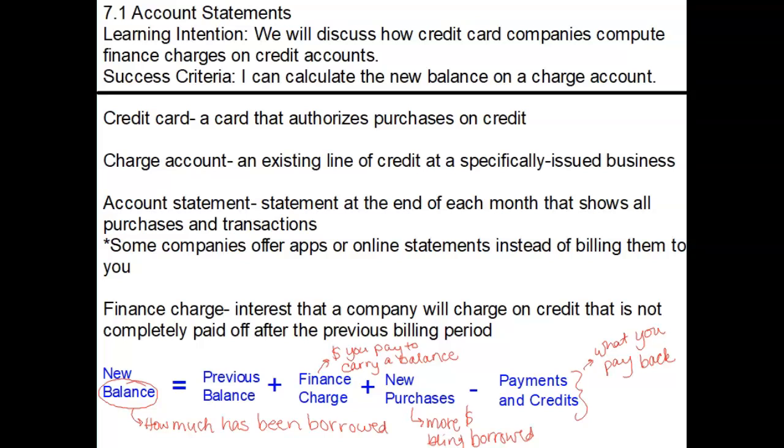So in order to find the new balance, the new balance is a combination of the sum of the previous balance plus any finance charges plus any new purchases, but then subtracting out any payments or credits. So the only thing that you ever subtract out is if it says payment or credit. Everything else gets added. And so then once you take the previous balance, add these two in, subtract this out, that will give you your new balance.